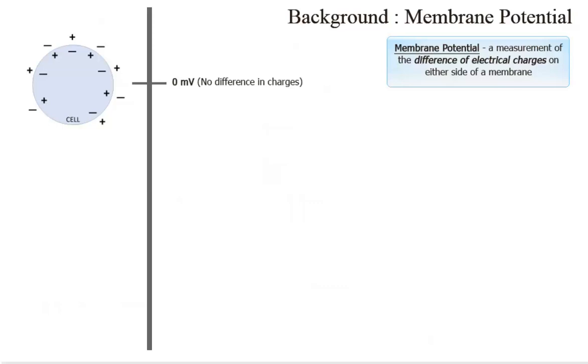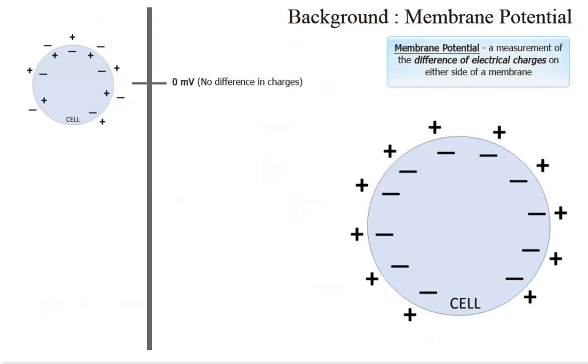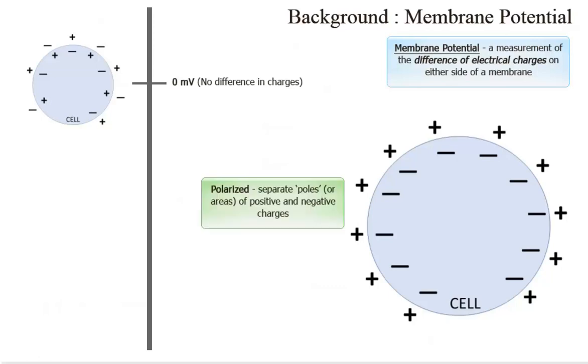But that is not the case in cells in the human body. All human cells have more negative charges on the inside and more positive charges on the outside. So in a normal human cell, there is a difference in electrical charges. You can think of the cell as being polarized.